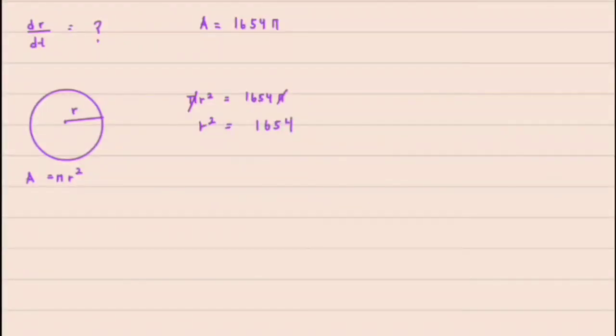We already know that the shape is in circle, right? So we'll have the radius. The area for the circle is pi r square, and the area is given by 1654 pi. So pi r square equal to 1654 pi. We can cancel this pi because it exists on both sides. So r square is equal to 1654. So pressing our calculator and we will get 40.67 meter.